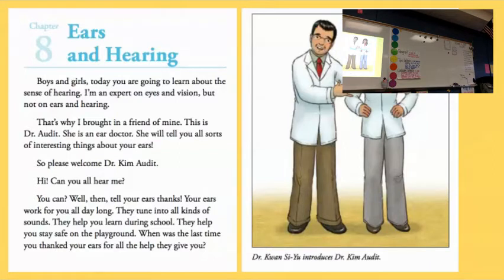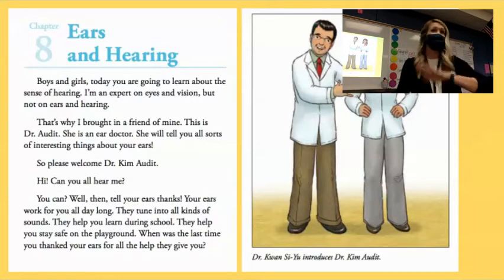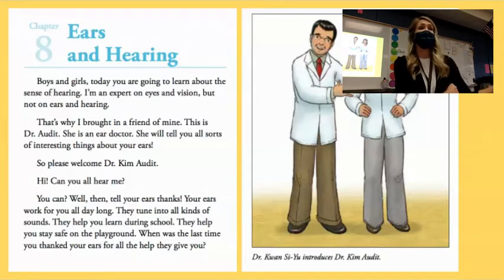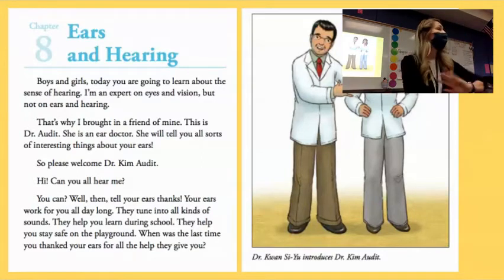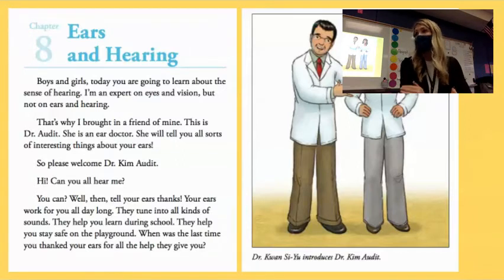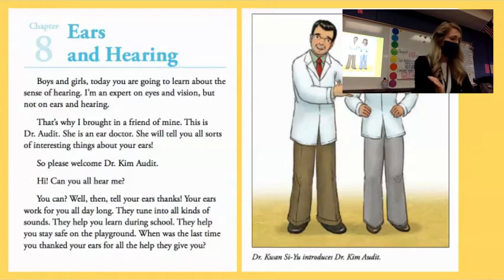On boys and girls? Oh, on the two words. Put them under there so I can see them. Dr. Kim Audit is an expert on what two things? Ears and hearing. What we just did was we found it in the text. We proved our answer with text evidence. I didn't have to make it up. I didn't have to guess. Right in the text, it lets us know that Dr. Kwan Si-yu was not an expert on ears and hearing, and that's why he brought his friend down. She is. Very good. Today, we are going to read a little bit more about it. Go ahead and turn the page.